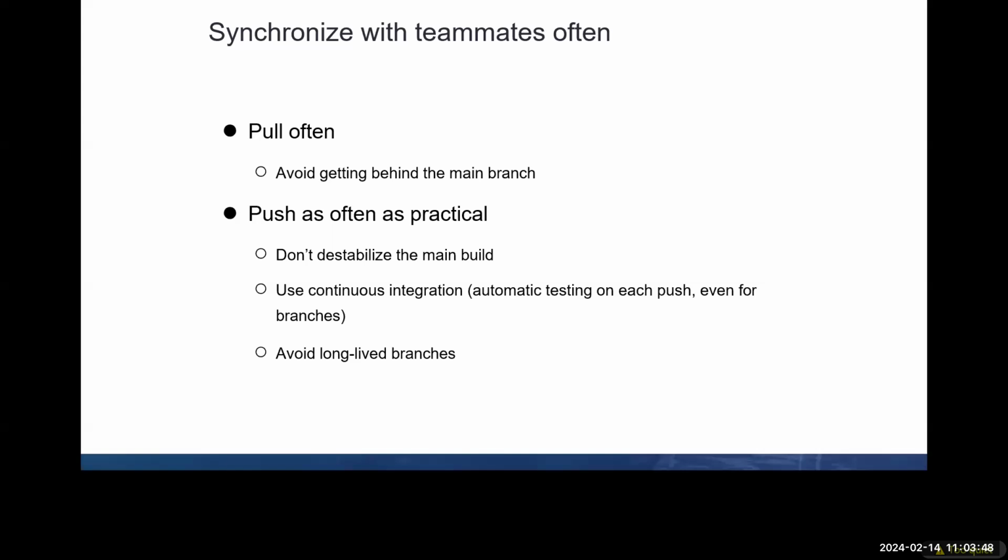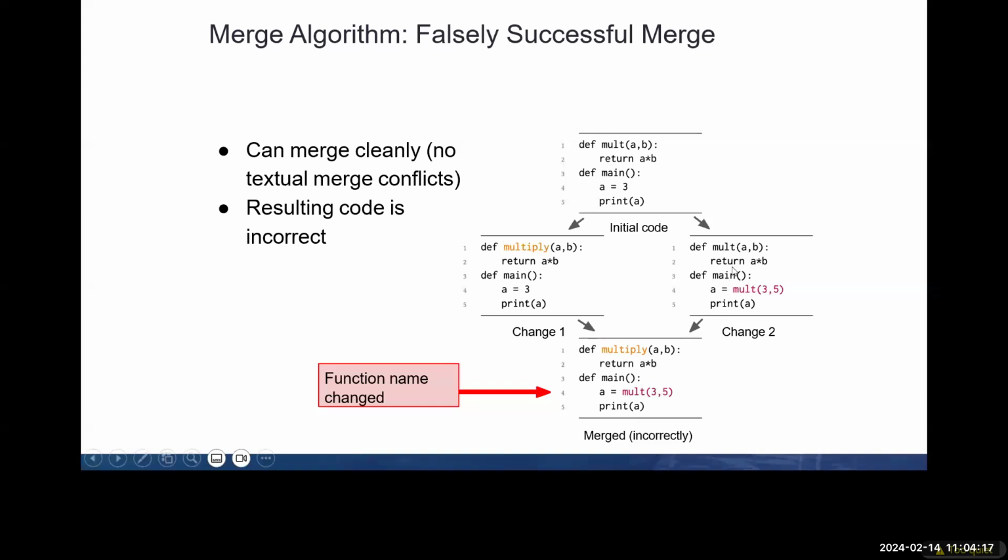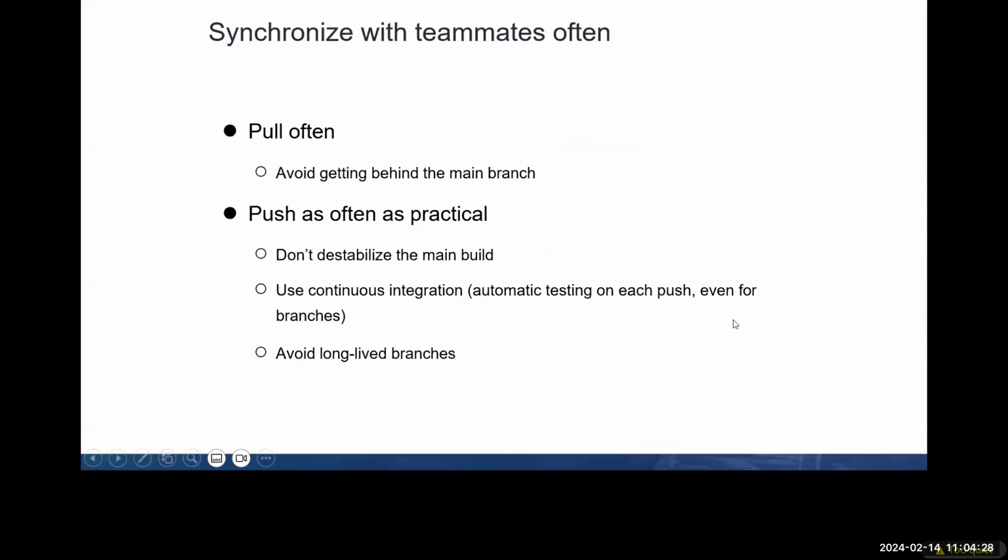Another way to avoid this problem is to push as often as practical. Don't destabilize the main build. Use continuous integration, with automatic testing on each push, even for branches. And of course, avoid long-lived branches. Don't always try to finish, for example, a small piece of code here, then push it. Don't write too much in one function. If you can decompose your code or your project, just do it. It will be easier later to detect the conflict.